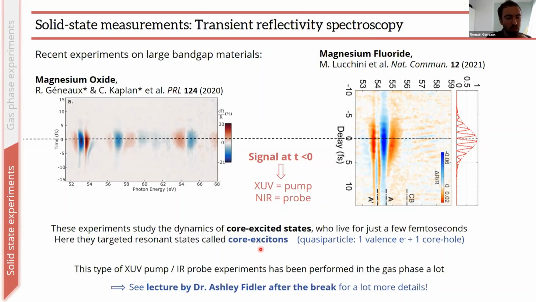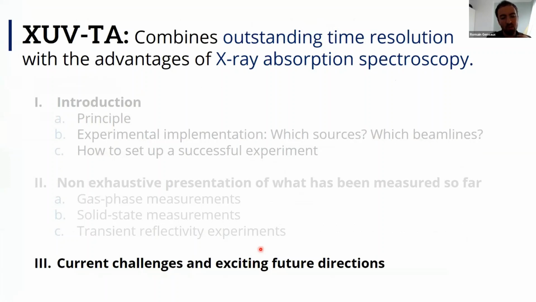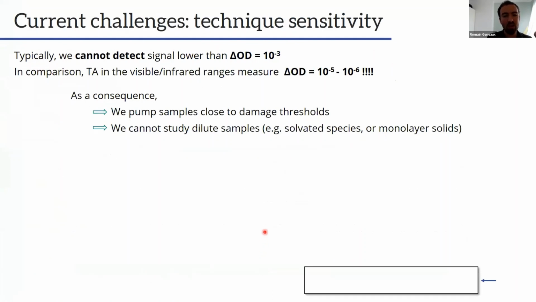Now this brings me to my last part, which is about the current challenges and the kind of future directions that the field is going in, and so you might be interested in pursuing yourself. The current challenges, I think the main challenge right now is the technique sensitivity. Because we cannot detect signals lower than 10 to the minus 3, pretty much, in terms of 1 milliod, if you use that language.